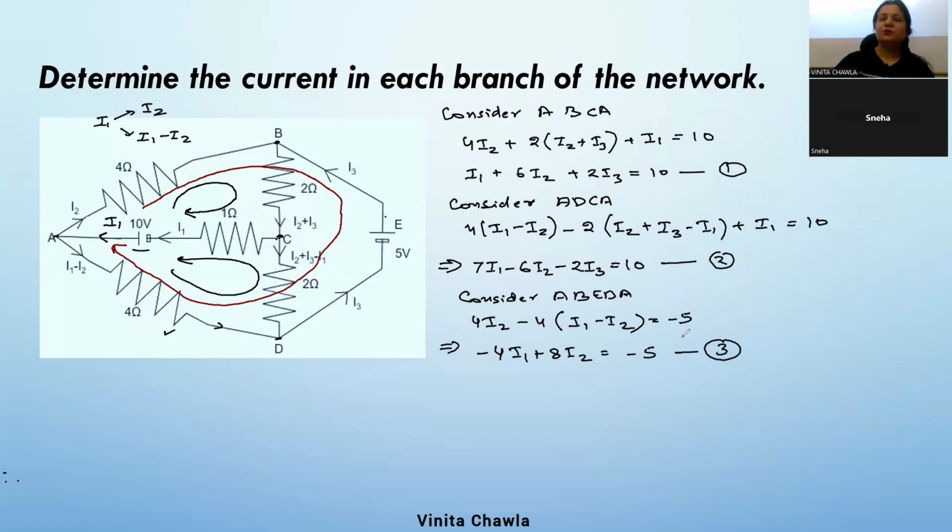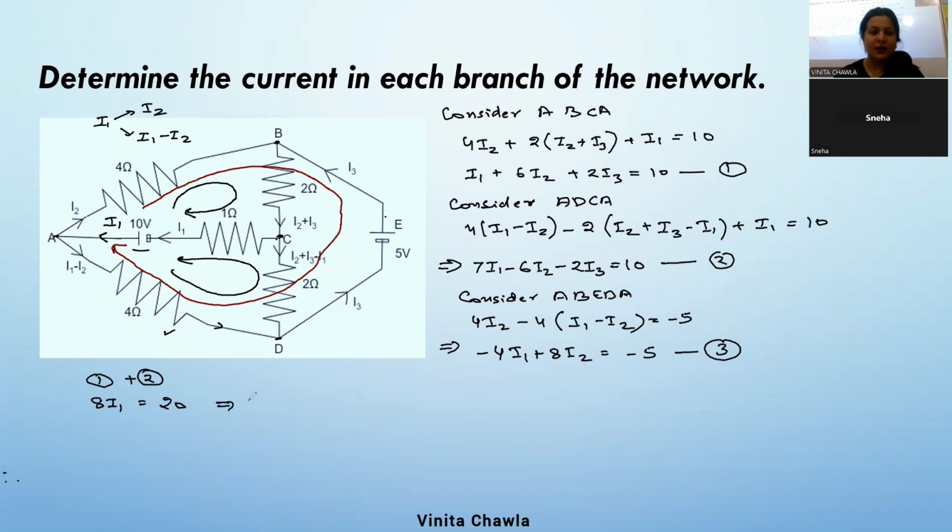Now solve these three equations to get the value of I1, I2, I3. Do one thing, add 1 and 2 first. 1 plus 2 gives, the 2I3 will eliminate and 6I2 will also eliminate. 2I3 minus 2I3 is gone, 6I2 minus 6I2 is gone. We have 8I1 is equal to, we are adding, so it is equal to 20.